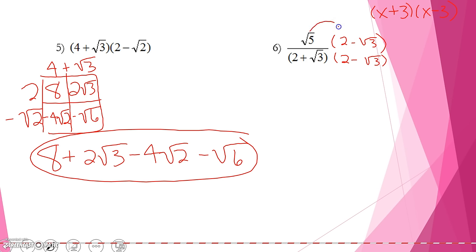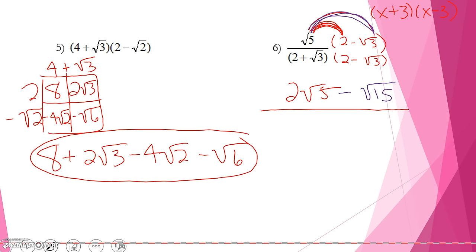So what I'm going to do first is distribute that square root of 5 to both things. So square root of 5 times 2 is 2 square root of 5. And square root of 5 times square root of 3 is square root of 15. So that's my numerator of the fraction. Now the bottom of the fraction, you have to go off to the side and do the little box method. And I'm going to show you what happens.